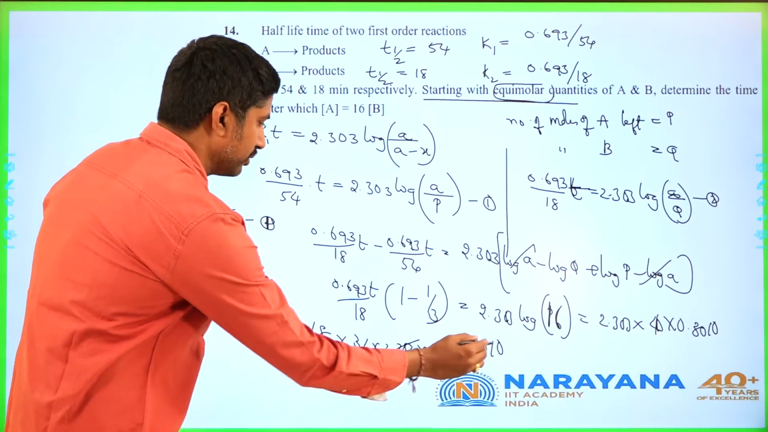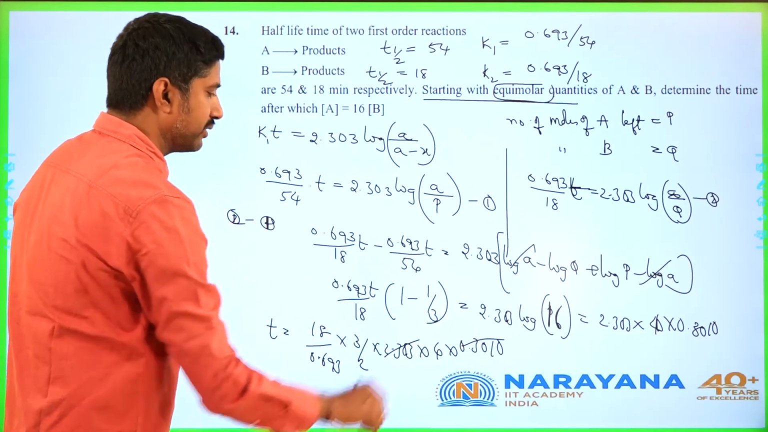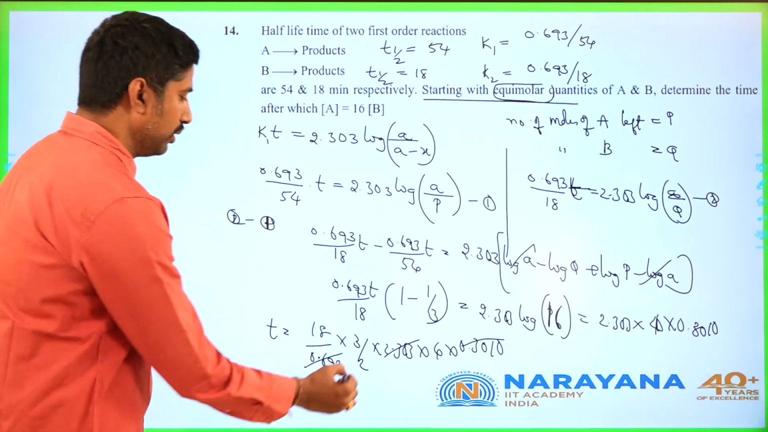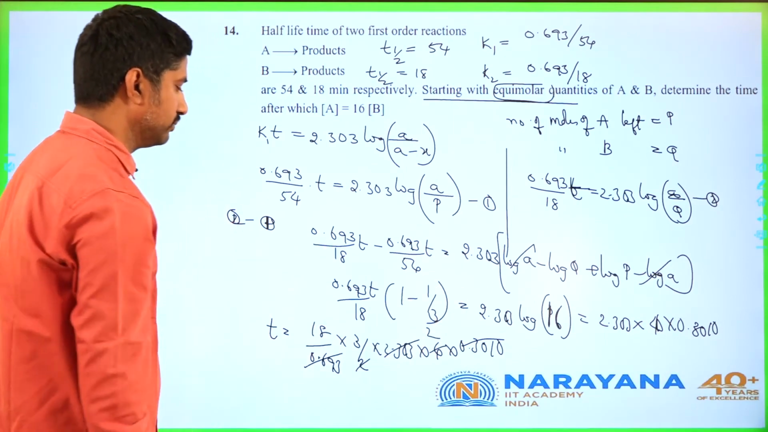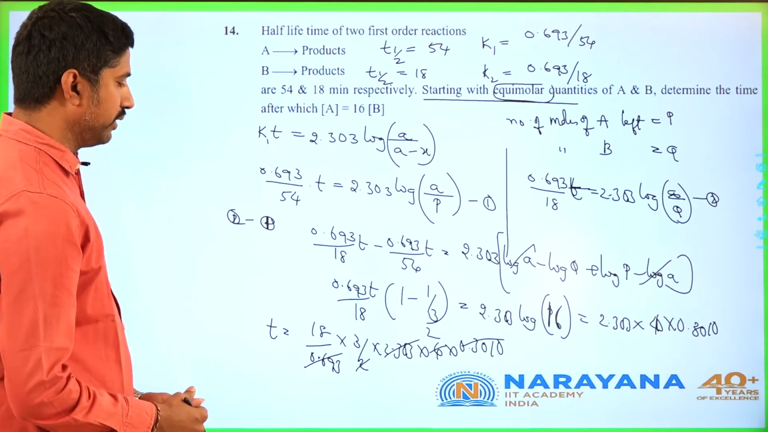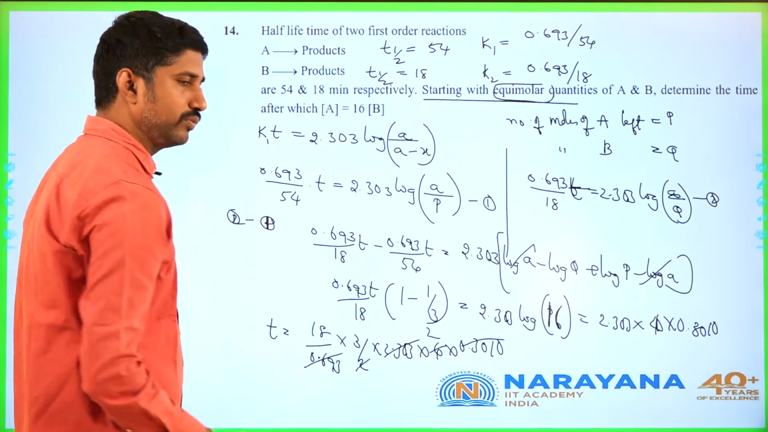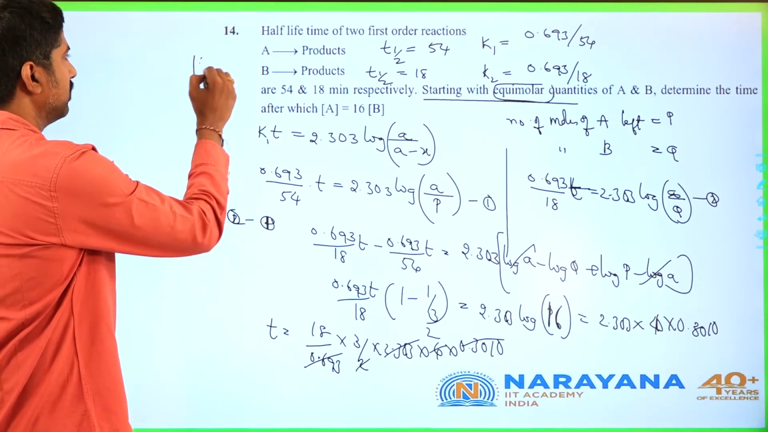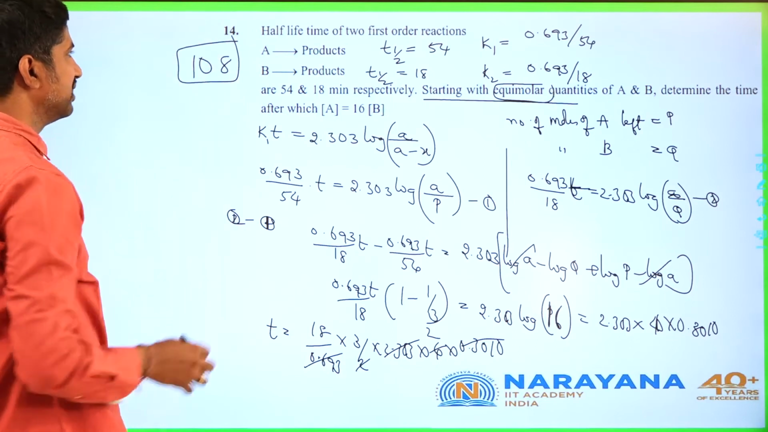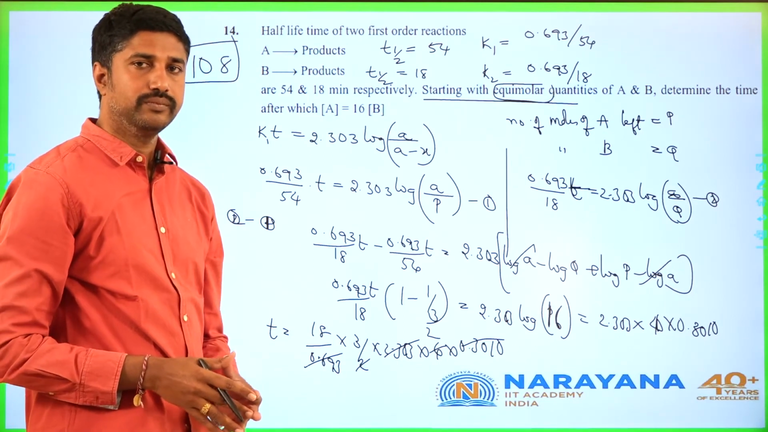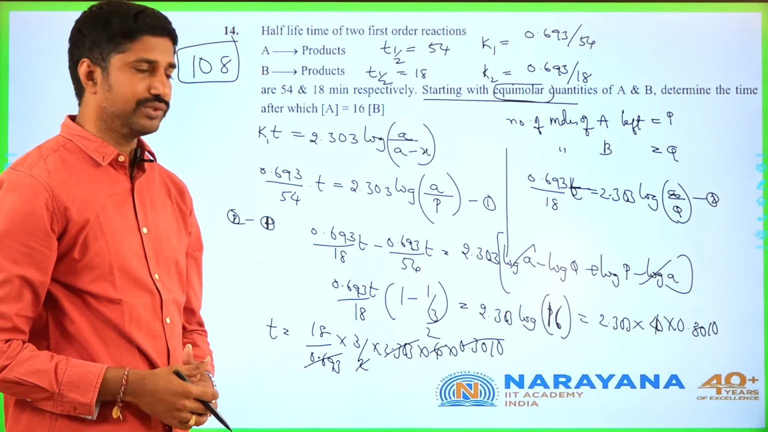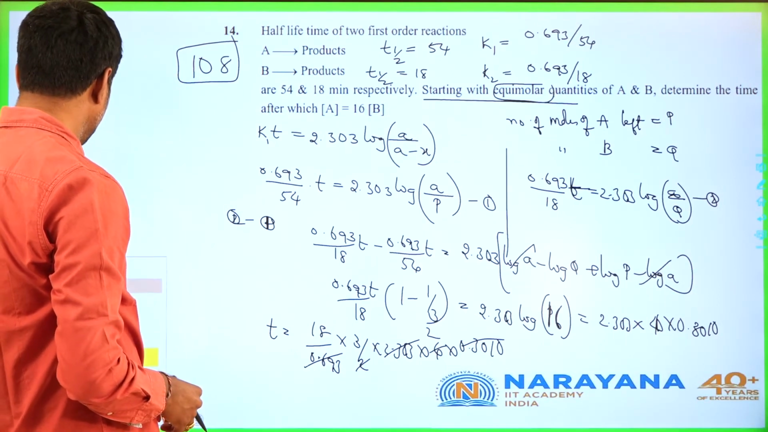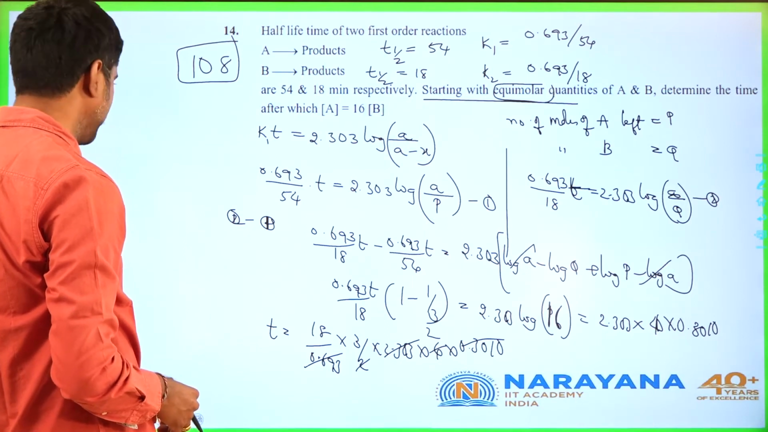So simplifications. 2.303 into 0.3010 is nothing but 0.693, which cancels. So 2 ones and 2 twos we have. And then what value do we write here? 18 into 3 into 2. 18 into 3 is 54, into 2 is 108. So the answer to the given question is exactly 108. So this is the way of solving the question, right? Okay. Next question.